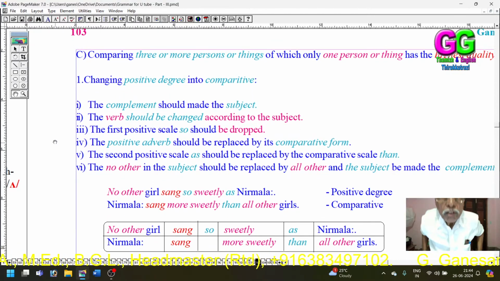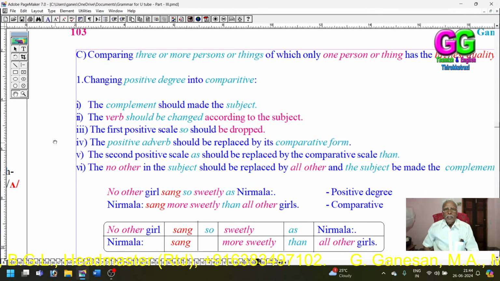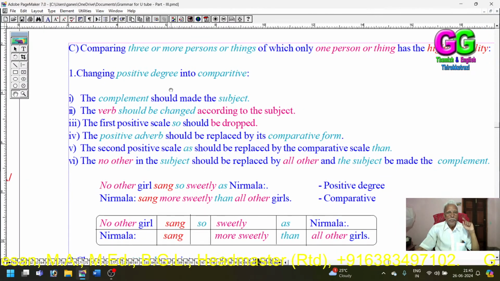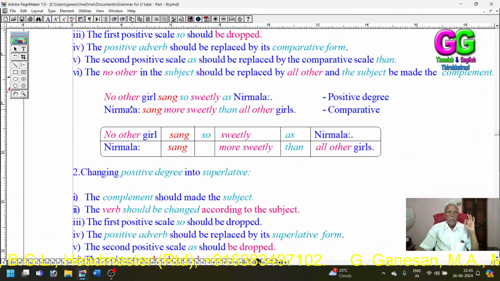Now, comparing three or more persons or things, of which only one person or thing has the highest quality. Then what are the rules? First, let us see changing positive degree into comparative. Six rules. No other girl sang so sweetly as Nirmala. Positive. It is, Nirmala sang more sweetly than all other girls.